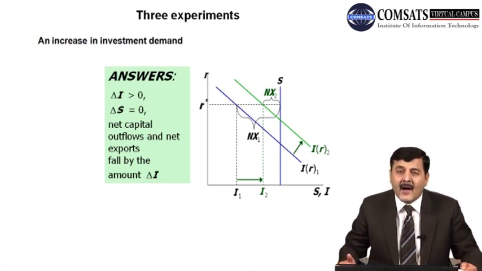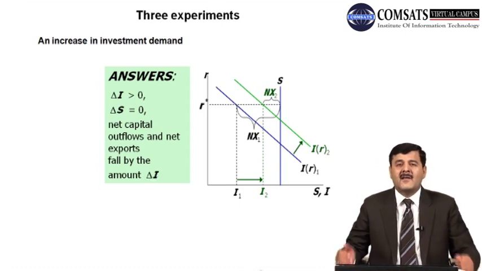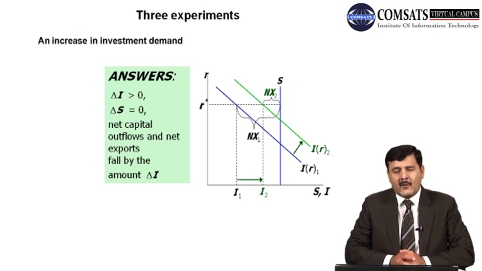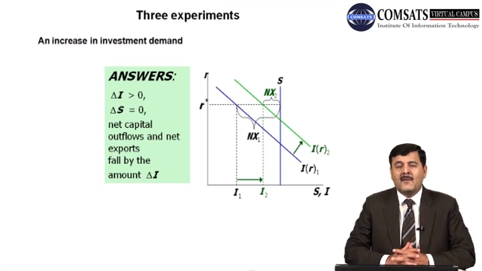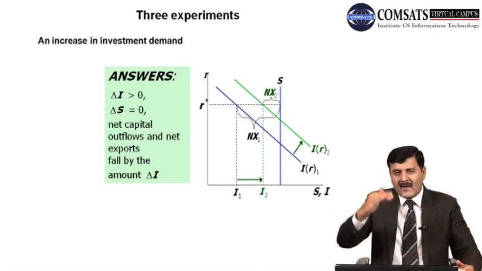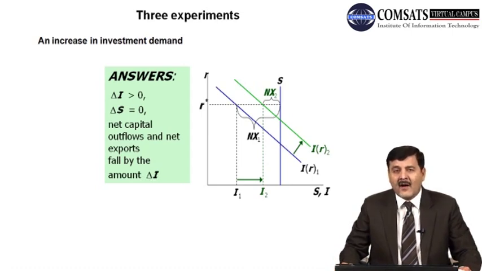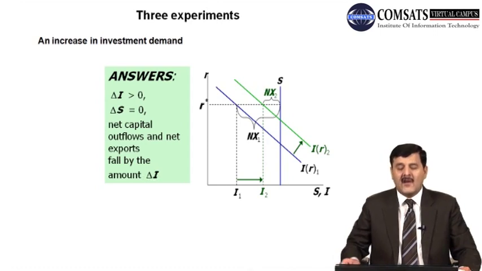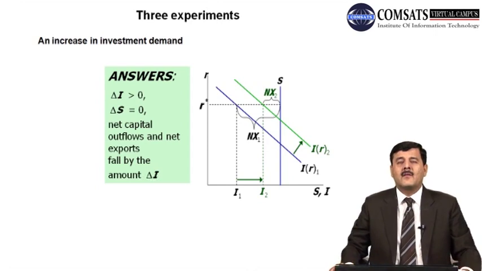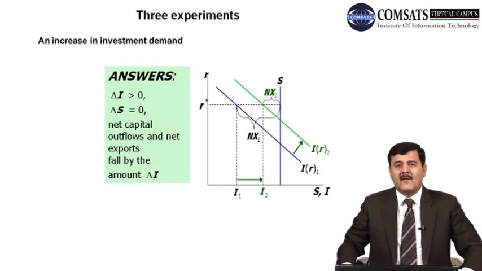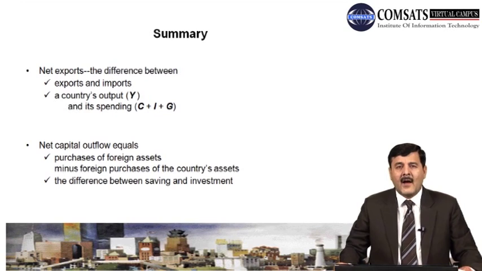So what we have seen is the effect of an increase in investment demand. We have seen three things: the effect on investment, which is positive; the effect on saving, which is negative, so savings will be zero; and the effect on net exports and net capital outflow is negative. Both NX and NCO start falling by the amount of change in investment. So we talked about three experiments, three different experiments that can affect savings, investment, net exports and net capital outflow with the help of the loanable funds market in an open economy. Which three experiments did we see? Fiscal policy at home, fiscal policy abroad, and the third is an increase in investment demand. So this was all about today's lecture.